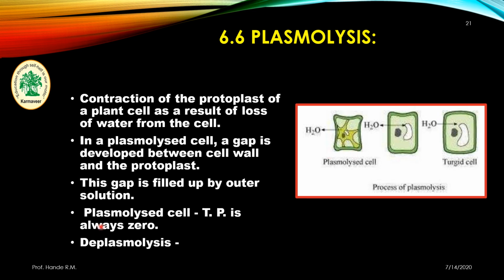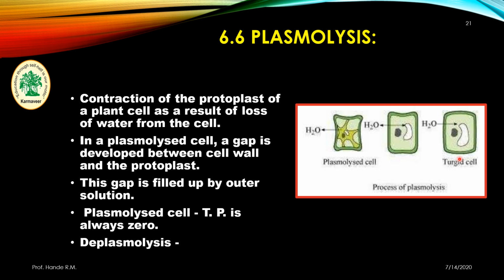And next is deplasmolysis. When a plasmolyzed cell is placed in a hypotonic solution. What is meant by a hypotonic solution? The solution which has high osmotic pressure is known as a hypotonic solution. When the plasmolyzed cell is placed in a hypotonic solution, endosmosis occurs, the cell gets turgid, and this process is known as deplasmolysis.